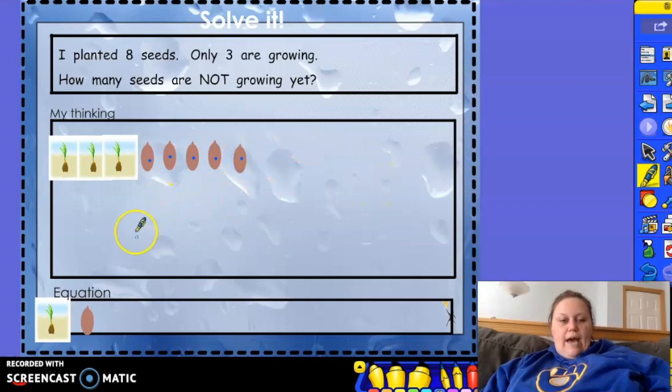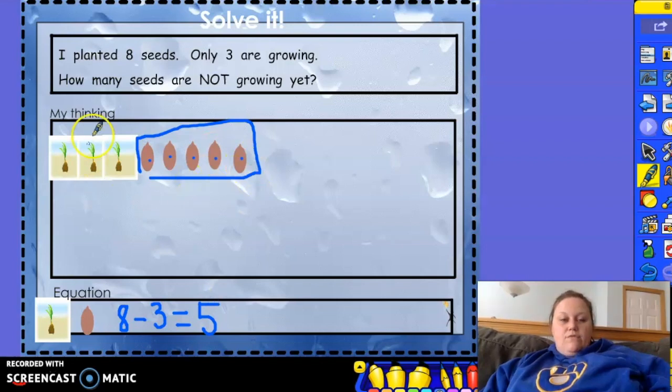We could show that by doing this. We could do 8, and we kind of took those seeds away that were growing and made them into growing seeds. So we could do take away 3, and then there were 5 left. So we could show it like that. 8 take away 3 is 5. Another way of showing our thinking is we could do 5 seeds are not growing plus 3 seeds are growing equals 8 seeds altogether. We could kind of check our work by doing it that way.